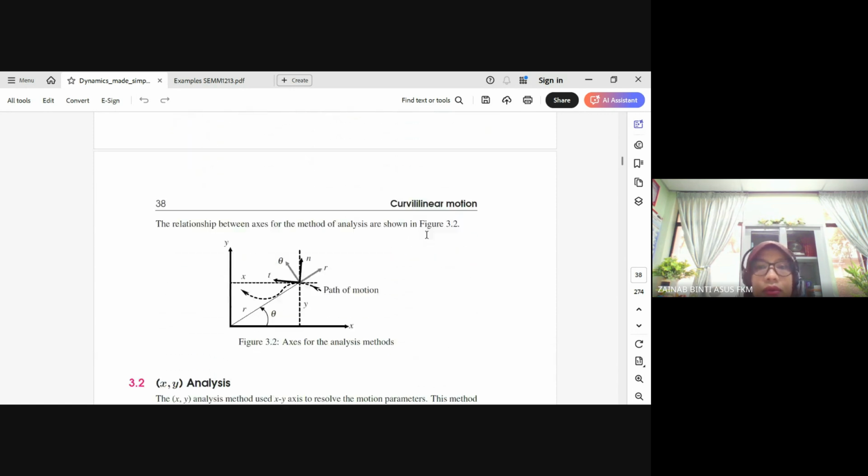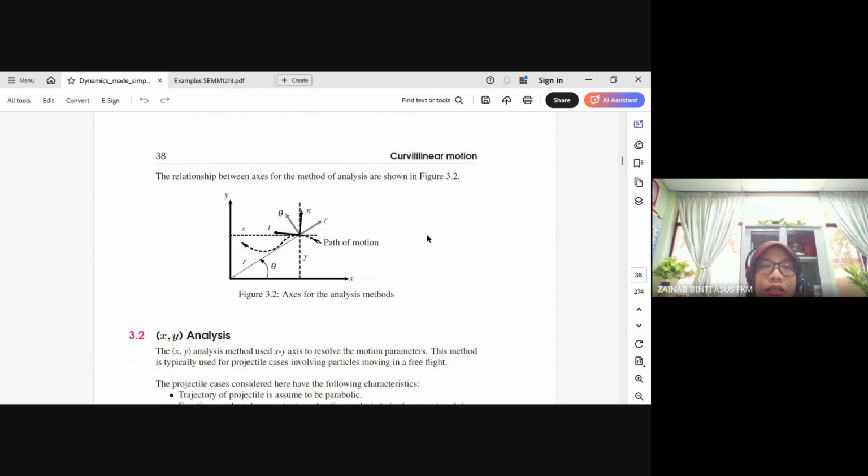We go further. This is the relationship between axes for the method of analysis. Under the curvilinear motion, you will learn there are three axes. The first one is the xy analysis. You have this x, you have the y there, and then you have the zero point reference there. The xy is taken from this reference.